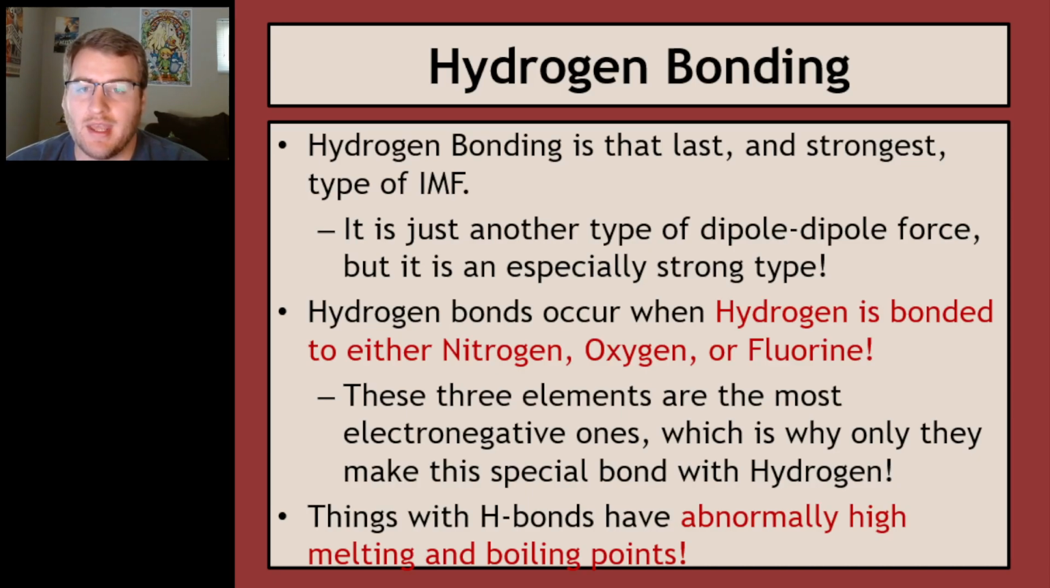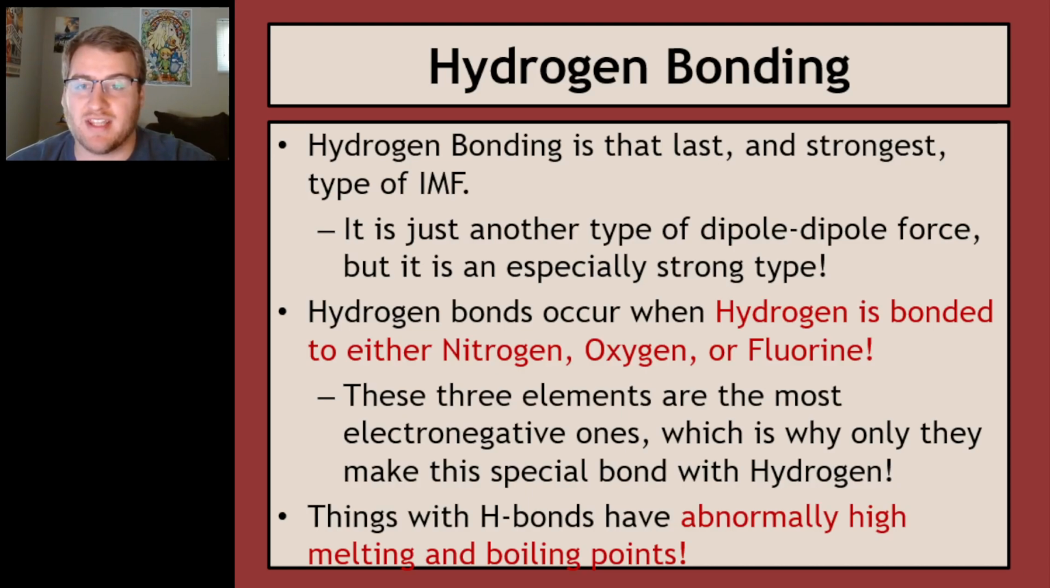Things with hydrogen bonds have abnormally high melting points and boiling points. So they don't follow the trend of normal dipoles, where the more polar a bond is, the greater its melting point and boiling point. Well, they follow it, but there's a big jump with these 3 bonds specifically.